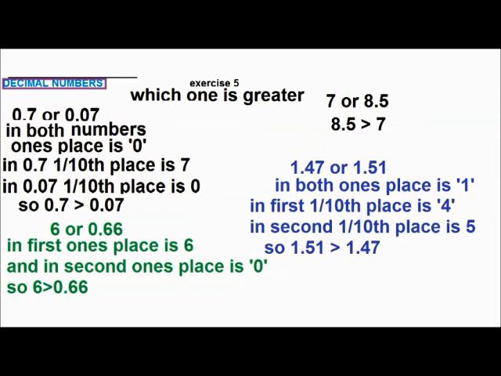Now some other problems. Which one is greater, 0.7 or 0.07? In both numbers, the ones place is 0. In 0.7, the 1/10th place is 7, and in 0.07, the 1/10th place is 0. So 7 is greater than 0, so 0.7 is greater than 0.07. And other problems.